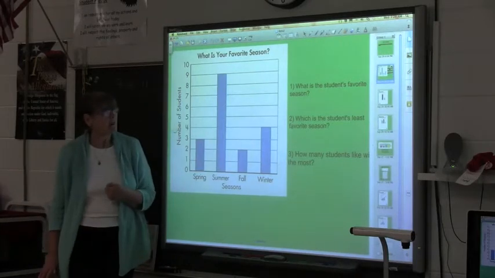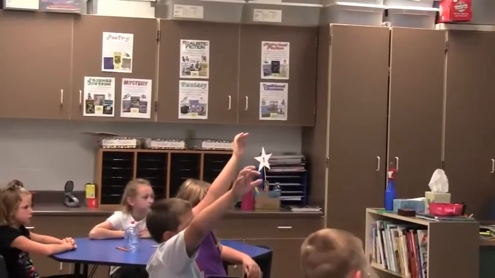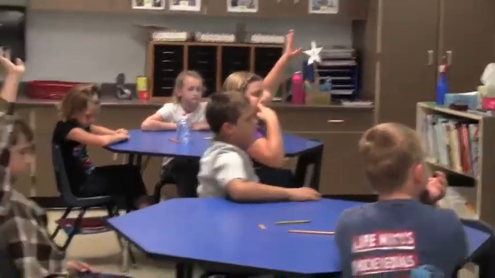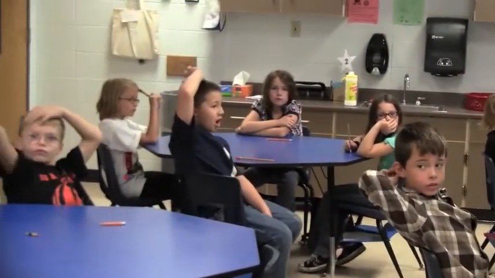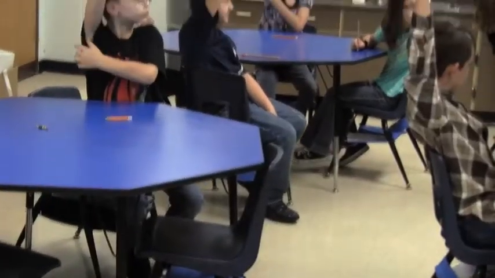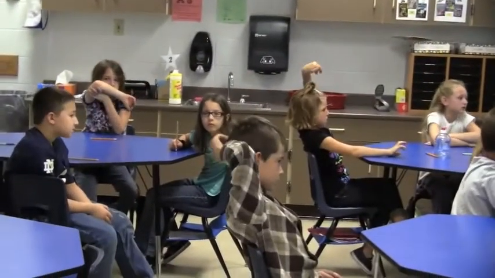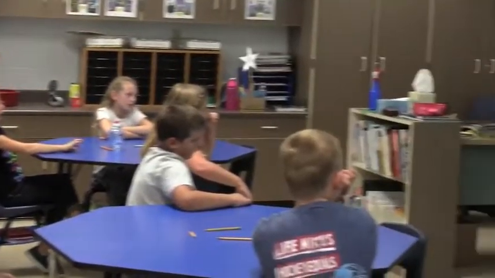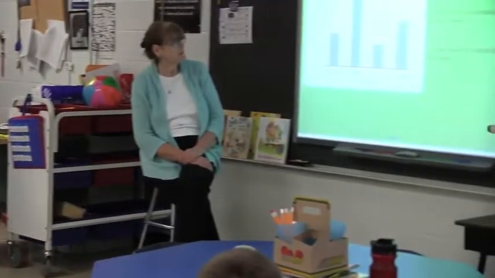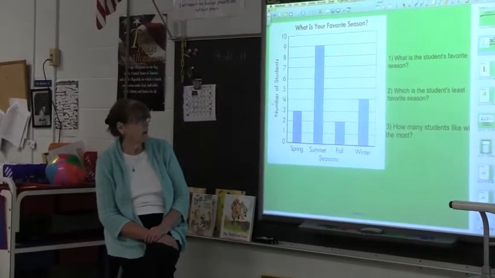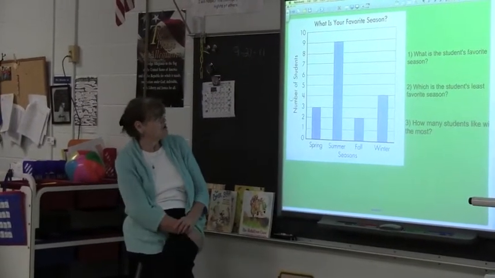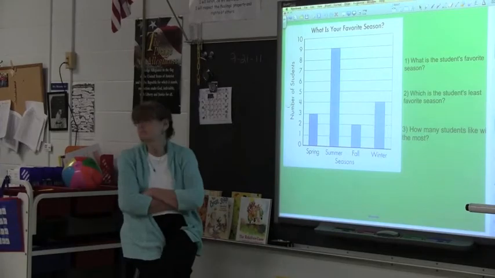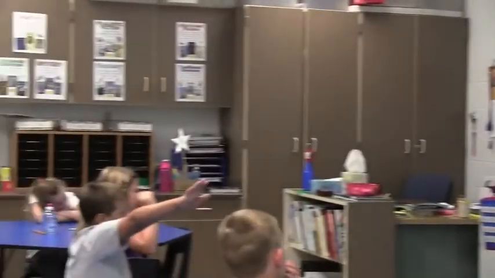What can you tell me about this graph? Just looking at it. Give me an observation, Sophie. Summer is their favorite season. Summer is the most favorite. What is the least favorite? Wow, lots of hands today. Katie? Fall. And looks like winter is the second most favorite, and then spring. So how many students like winter the most? Can you tell from the graph?